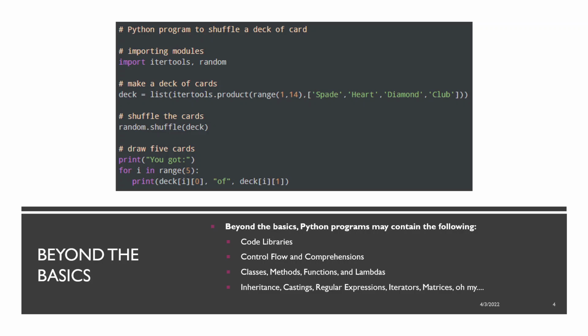We use itertools for iteration. It's a toolset for iterating on data sets. In this case, itertools is being used to create a range of cards. Don't worry about everything that's going on here. We'll teach you all this stuff. This is just an example of what's going on.